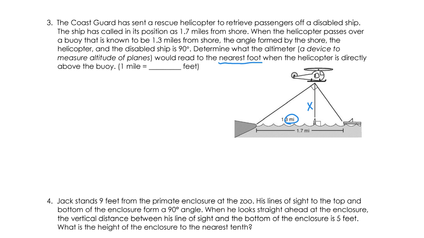And if you notice, all of our dimensions are in miles. And so that's why they're giving us a little bit of a conversion right here. We have to know that 1 mile is equal to 5,280 feet. Because we want our answer to come out in feet, we're going to have to change these miles to feet. So if 1 mile equals 5,280, 1.3 miles, if we multiply by 5,280, comes out to equal 6,864 feet. Okay, so we're going to replace that.